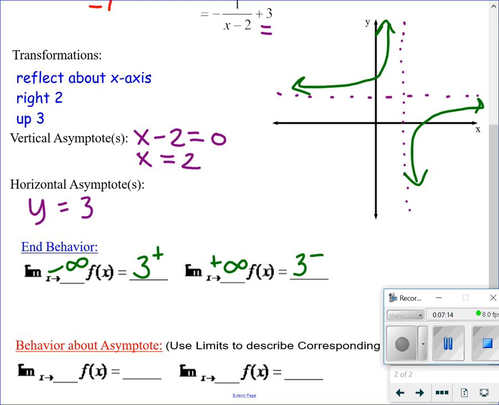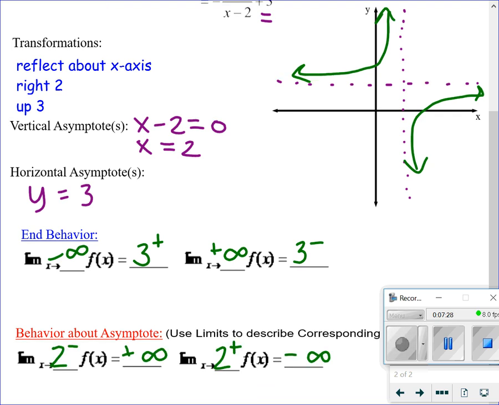The end behavior, the limit as x approaches -infinity, your function approaches 3 from above. And the other side, the limit as x approaches +infinity, your function approaches 3 from below. All right, to do the asymptotic behavior now. Okay, the limit as x approaches 2, as you're coming from the left, our function approaches +infinity, so you can see your graph is going up right there. And the limit as x approaches 2 from the right, your function is approaching -infinity, so you can see it's going down.